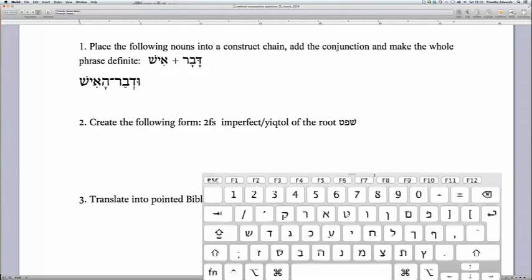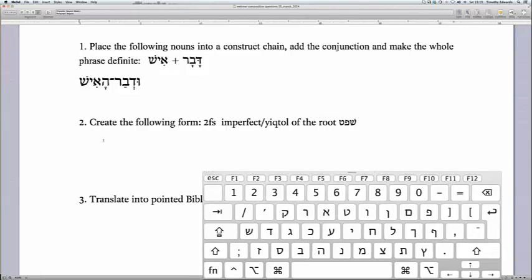Create the following form. Second feminine singular imperfect yiqtol of the root shafat. Now when you come to doing verbal forms, you need to remember three things. What is the third masculine singular form? That is usually the base form from which the verb is built. Then, are we adding vocalic or non-vocalic suffixes? And if it is a vocalic suffix, you're going to have a reduction under the second root letter.